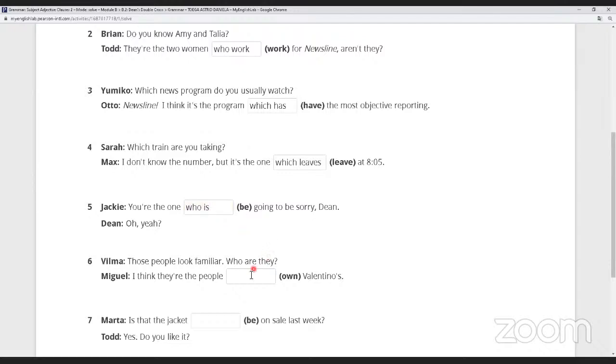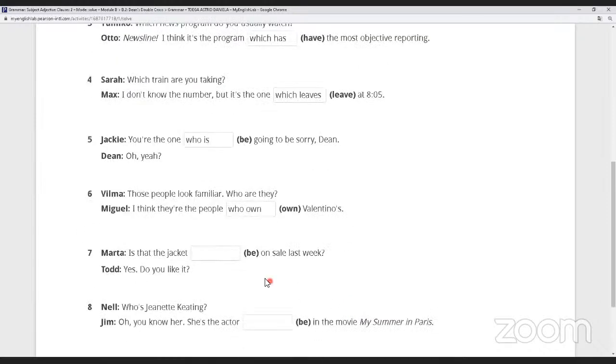Those people look familiar. Who are they? I think they are the people who... Is that the jacket which was on sale last week?